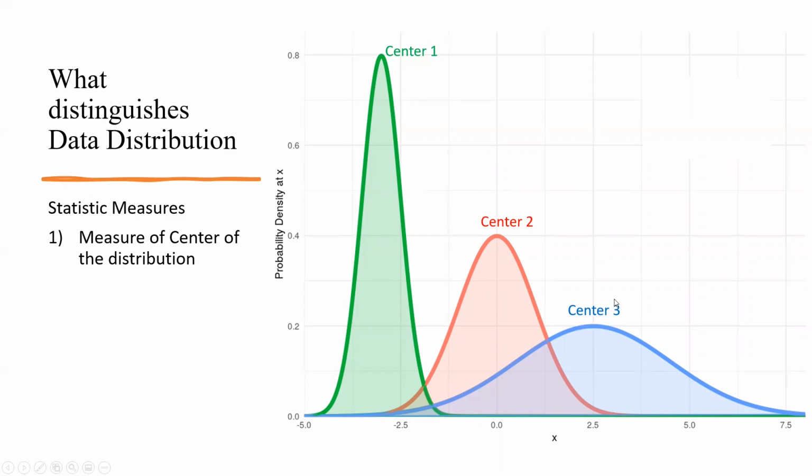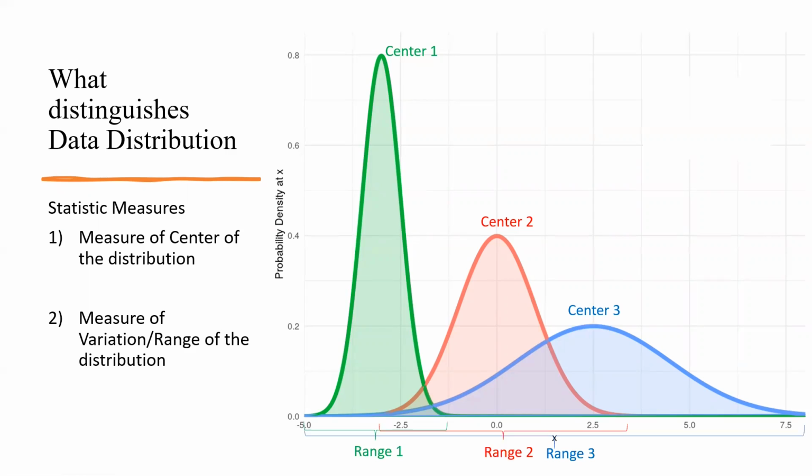And the other measure which we can use is the measure of variation or range. So it's basically how much each of these distributions is varying on the x-axis. If you can see, the one in green has just a very small range when compared to the one in red, and the one in blue has the highest range, right? So these are the 2 types of measures which we can use to identify or distinguish between different data distributions.